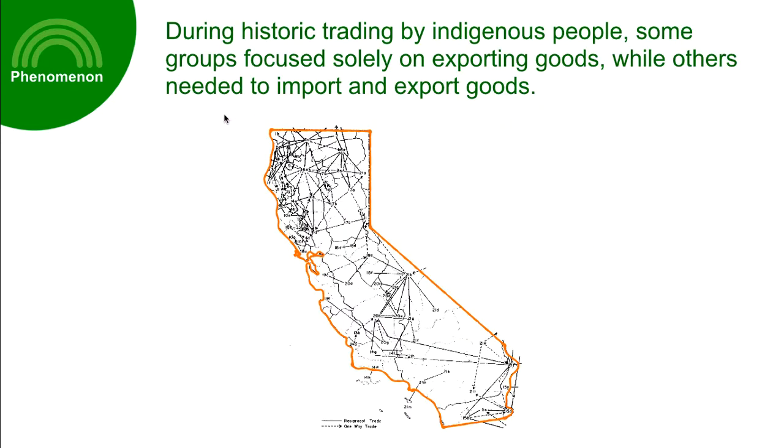Our central mystery for this group of lessons, or phenomenon, is the patterns that we see on this map of trade routes between indigenous tribes in California. What did each tribe import, and what did they export? We'll see more of this a lot later.